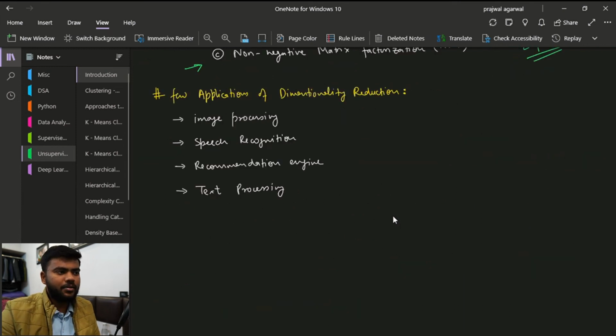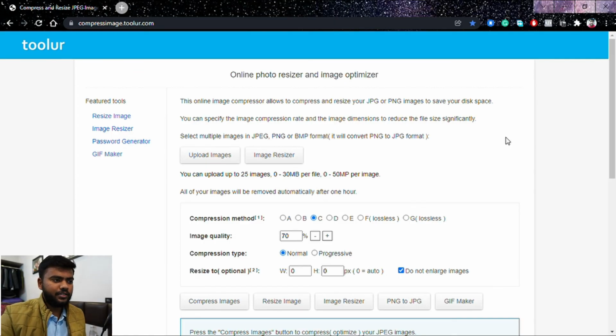So let's talk about a few applications of dimensionality reduction. First we have image processing, next we have speech recognition, then we have recommendation engines, and then we have text processing. Before I end this video and start with classification, I just want to give you a very good visualization of how reducing dimensions can save you a lot of space and eventually a lot of computation time, and still you will have the most relevant features intact.